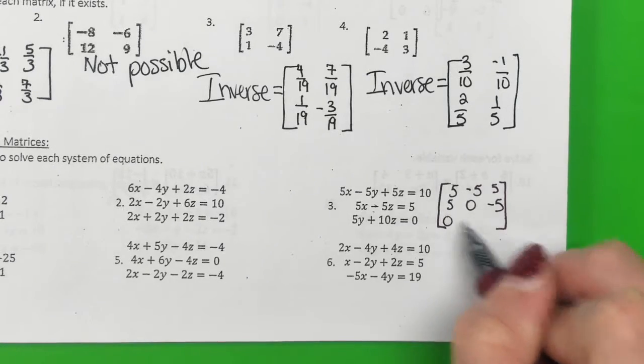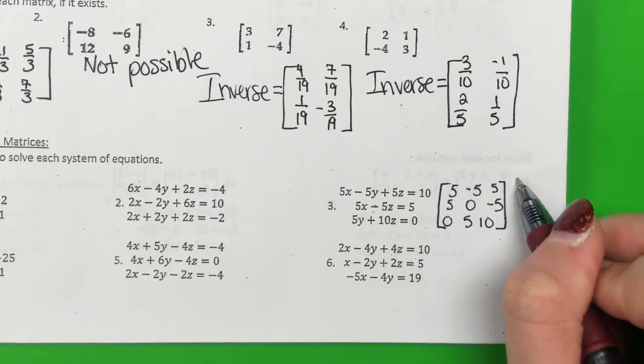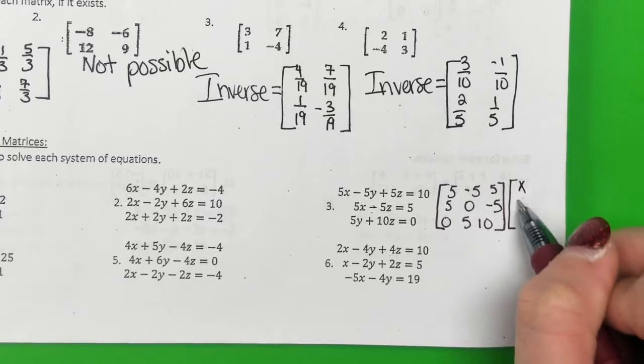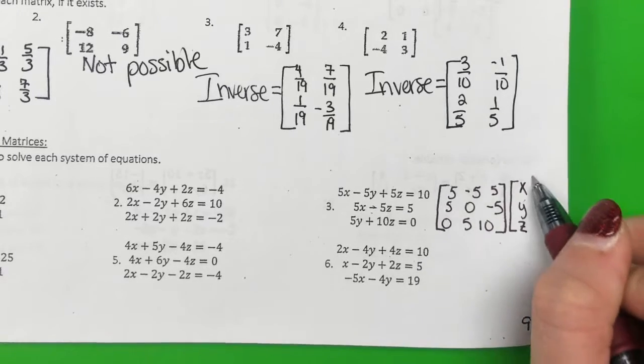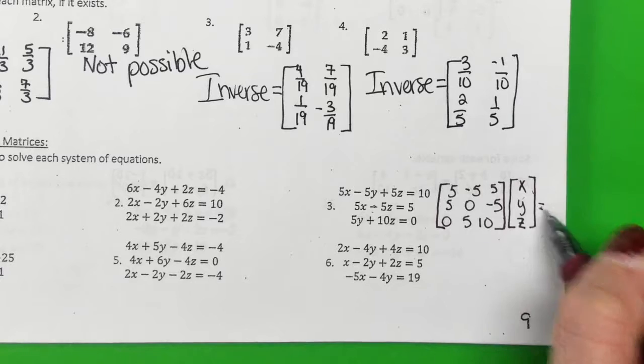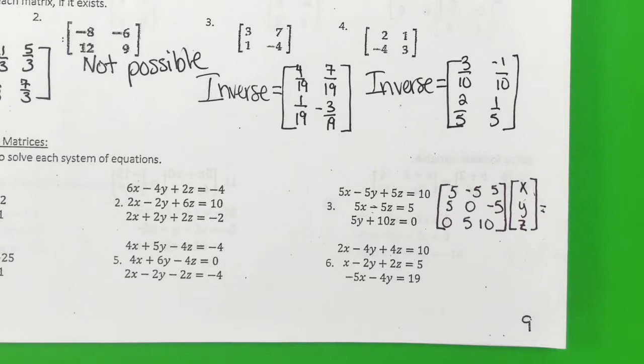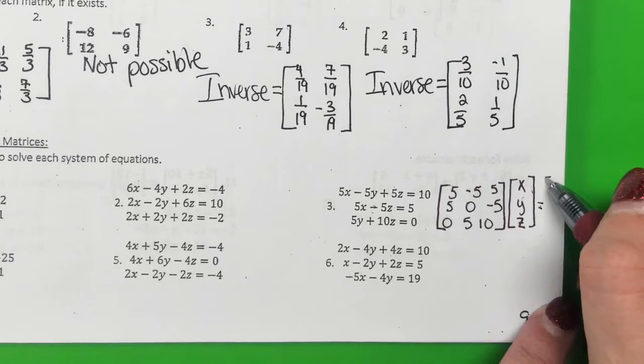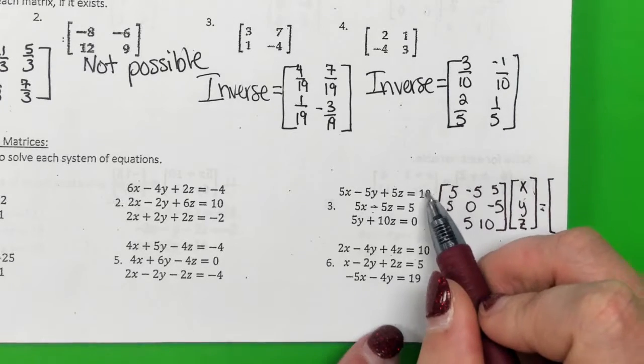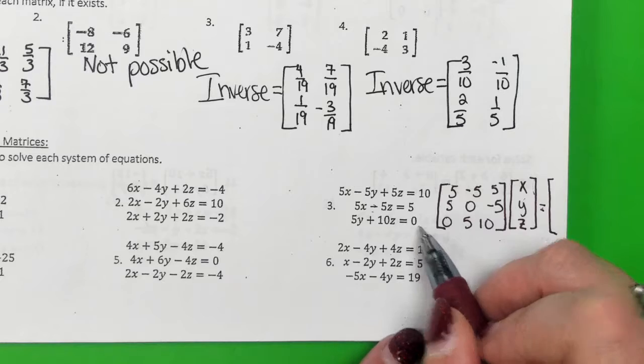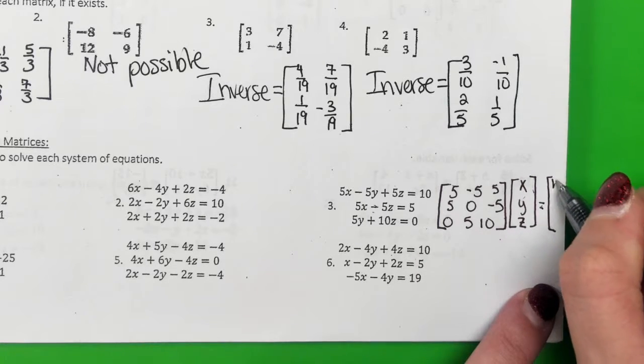0, 5, 10. Then we're going to multiply that by our letters, which are x, y, and z. Make sure you put them in order, because if not, when your calculator gives you your answer, you won't have the right answer. And then we're going to set that equal to whatever your three systems equaled. What are your three systems equal? 10, 5, and 0.